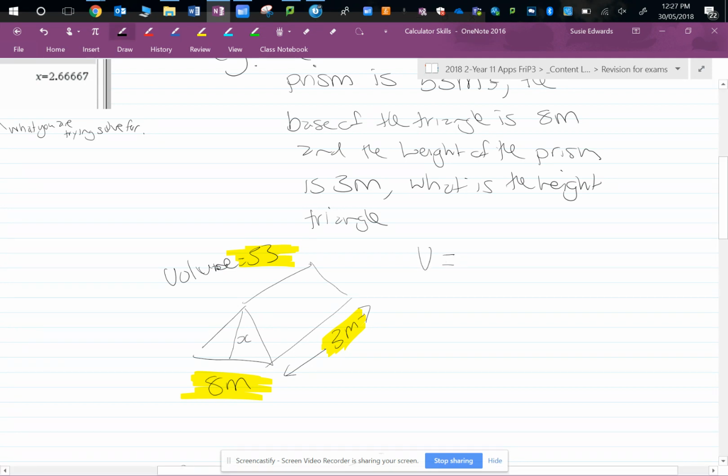How do you find the volume? Area of the base shape times the height. Okay, so the area of the base shape is a triangle. How do we find the area of a triangle? Half base times height. Okay, and so times by the height of the prism. That's our formula. So then we can sub in the numbers.